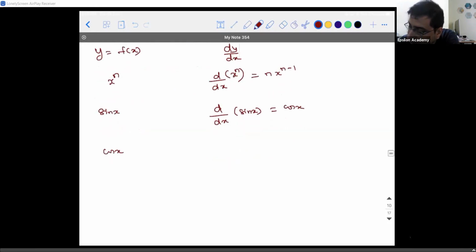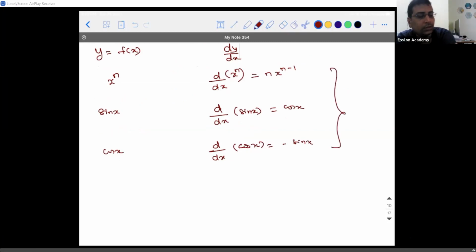Similarly, if it is cos x, then d by dx of cos x is given as minus sin x. If you know these three formulas, they are sufficient as of now. Remaining things you will learn later. Don't worry about it. Is it clear, guys? So derivative of x power n is n into x power n minus 1. Derivative of sin x is cos x. Derivative of cos x is minus sin x.